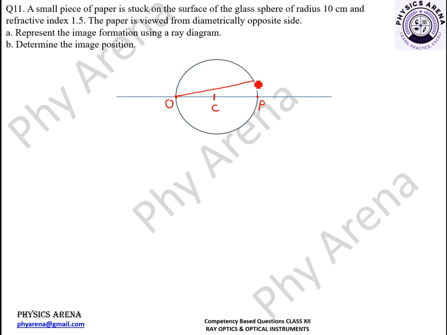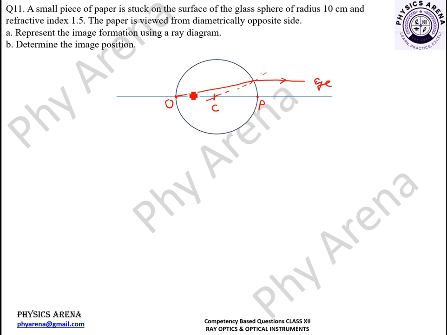And at this point, it will suffer a refraction. So let me draw the normal first. And in this case, the normal will be the ray that is joining the center of curvature to the point of contact. So for the spherical surface, always the normal is the line that joins the center of curvature to the point of contact. And since it is moving from denser medium to rarer medium, it will move away from the normal like this. And here is our eye.